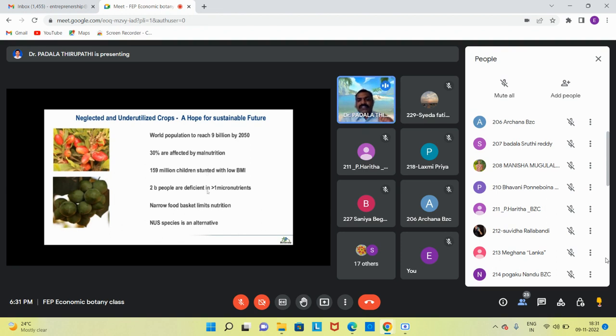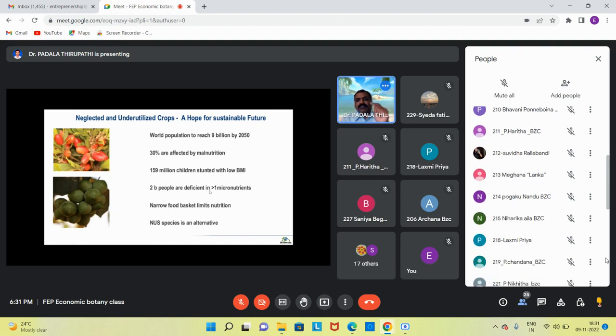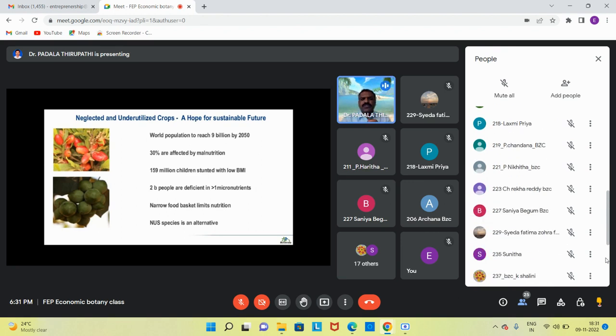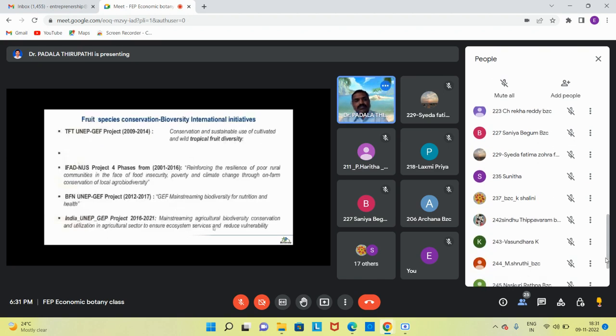2 billion people are deficient in micronutrients, like vitamin A deficiency in children. So that's why nowadays golden rice is produced, which is a genetically modified food. Okay, and a narrow food basket limits nutrition, and NUS species are an alternative.